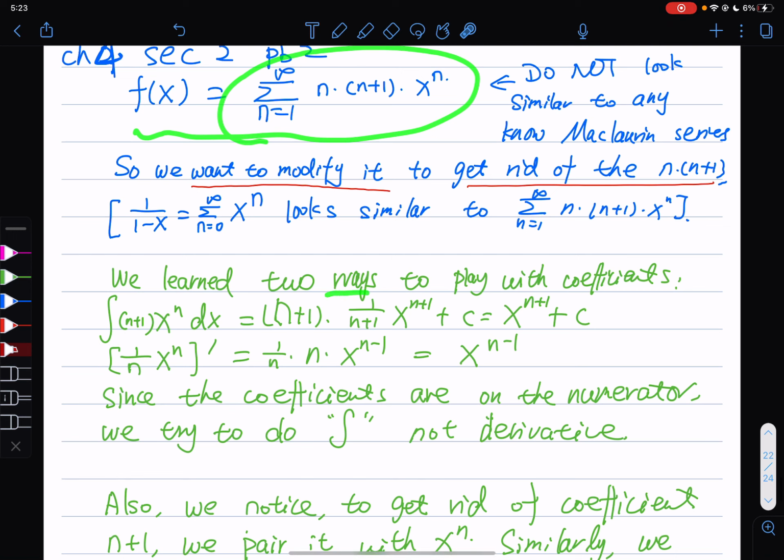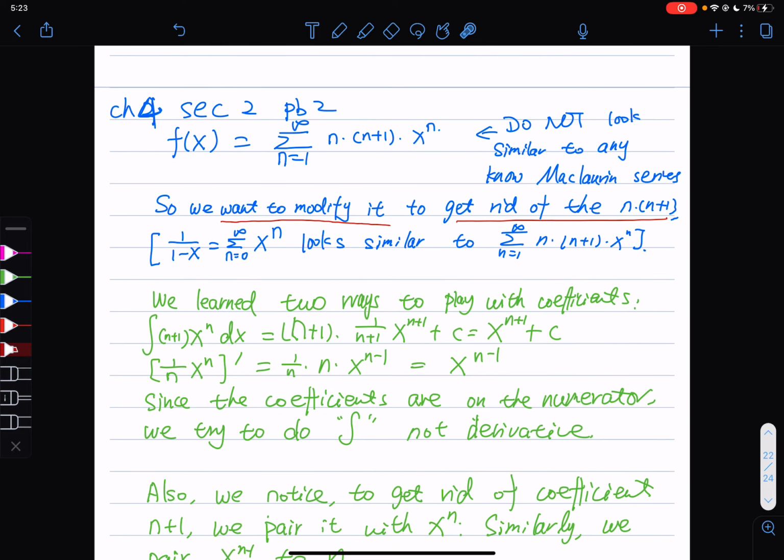Well, there are two ways that we've discussed in class later in that chapter for getting rid of coefficients. For example, if you have a power term where you have a coefficient n plus 1, then by taking the antiderivative, you have a 1 over n plus 1 popping up. So those two cancel out, and you end up with x to the n plus 1. So by taking the antiderivative, it can help you get rid of the coefficient n plus 1 for the term x to the power of n.